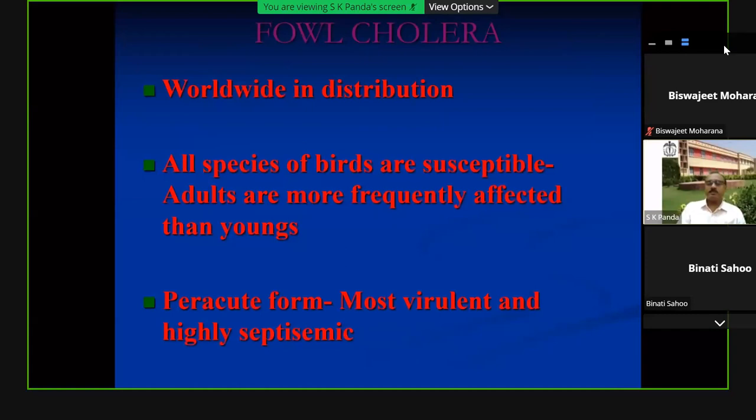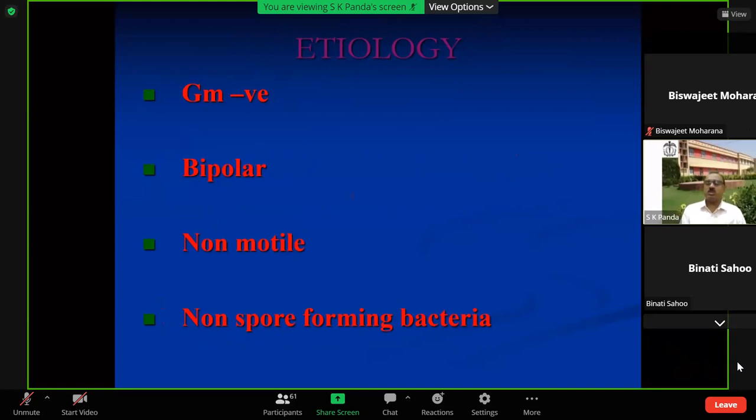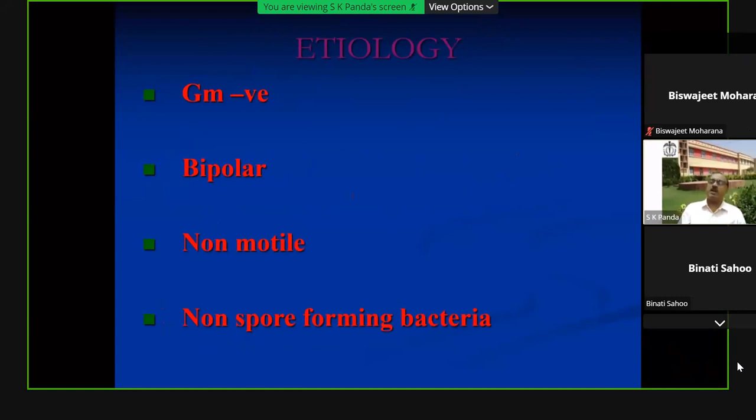And it is very simple to diagnose on the basis of the characteristics of the etiological agent. Pasteurella multocida is a gram-negative bacteria, a bipolar organism, non-motile and non-spore-forming. But you can diagnose it very easily. You can take a smear from heart blood in a dead bat, go for Gram stain, and very easily demonstrate the gram-negative bipolar organism even without culture. If you go for culture, you will get plenty of bacteria. But the pathological features are very important so that you can suspect a disease like this.